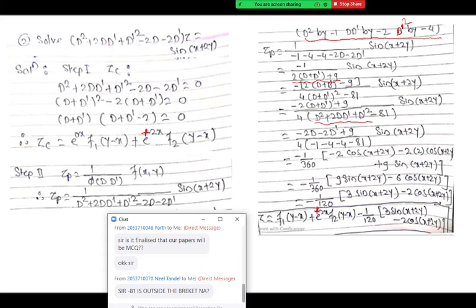Then again, correct. Let me correct it, because you'll observe this 81 is outside the bracket. This 4 is not multiplied there. And later on, I took that minus 81 inside. So if we want it inside, it should be minus 81 by 4 then. This should be minus 81 by 4 then.